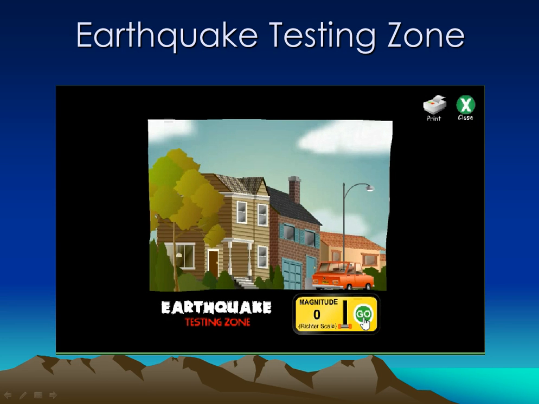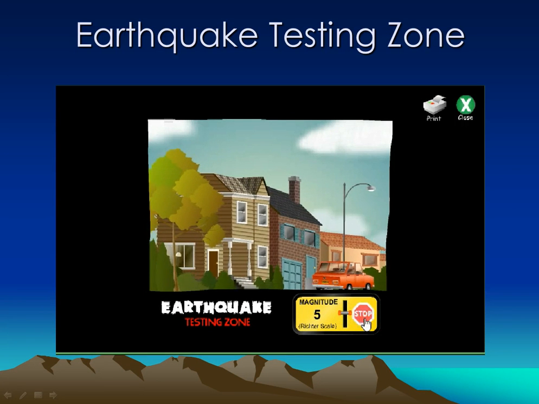Notice right now, the magnitude is 0. And because it's 0, nothing is happening. Now the magnitude is 2. And you really still can't tell a whole lot is going on. If I move it up a little bit to right above a 4, notice how you can see it shaking. You could probably feel that if you were living there. But notice there's not a whole lot of damage happening to that place. So 4, you can feel, but not a whole lot of damage.